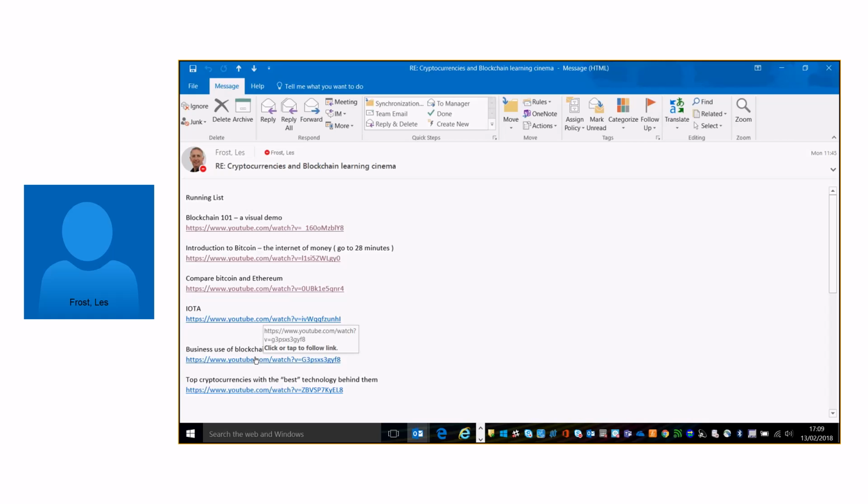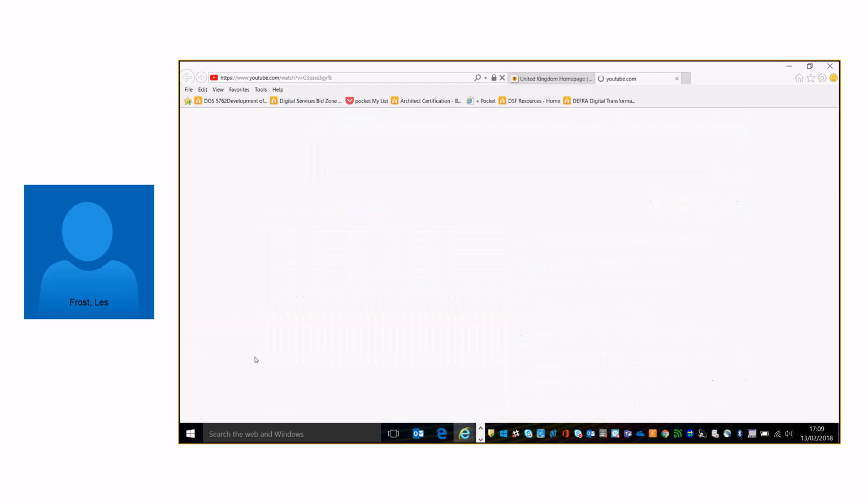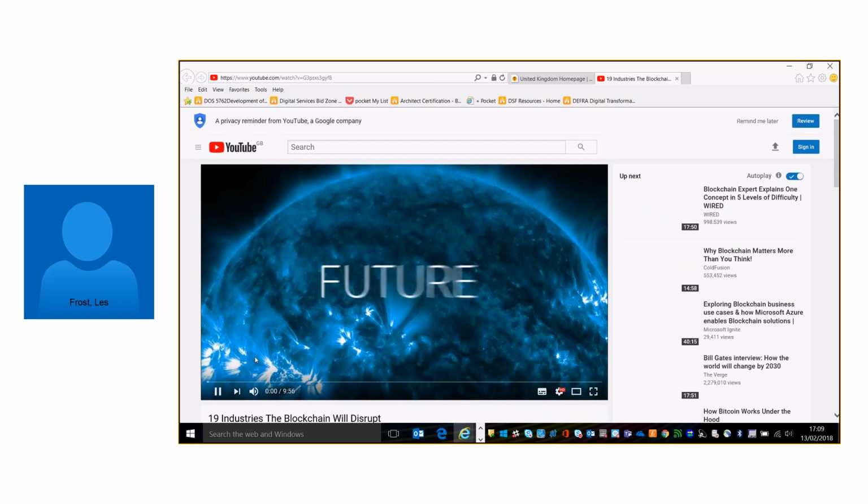But right, the last one. There are a couple of others on the list that I'll send out, but this one is more about, if you like, the business applications of blockchain.